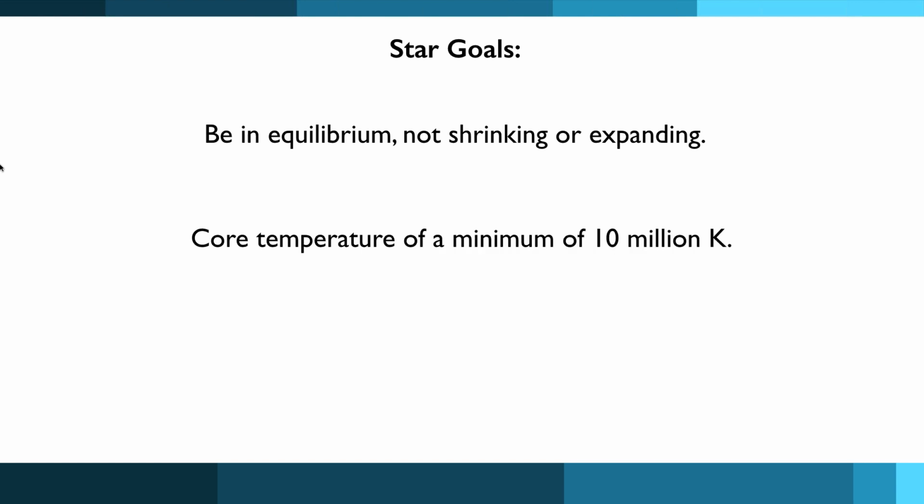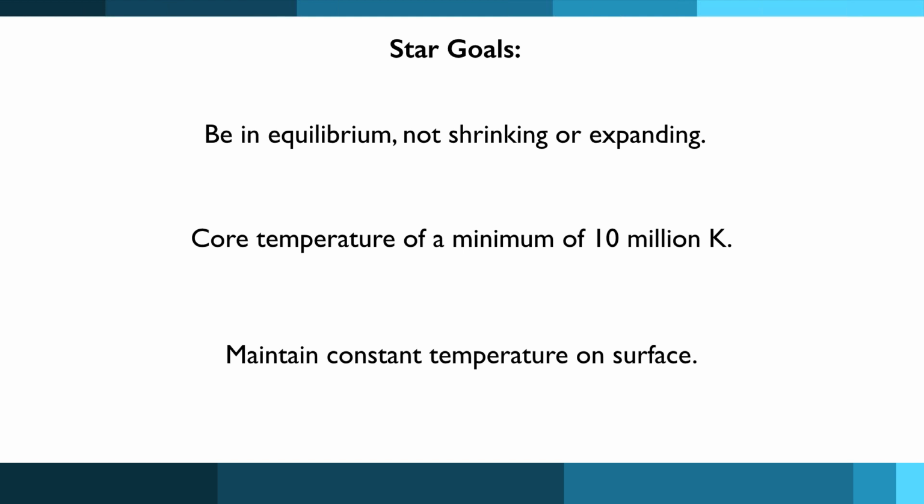The second thing is that the star needs to have a core temperature of a minimum of 10 million Kelvin. A star is going to be hottest at its core, and this is not the surface temperature, this is the temperature in the center of the star. So it needs a minimum of 10 million Kelvin. And the last one is to maintain a constant temperature on the surface. This means it's not going to increase or decrease in temperature. It's going to shine at a constant rate.